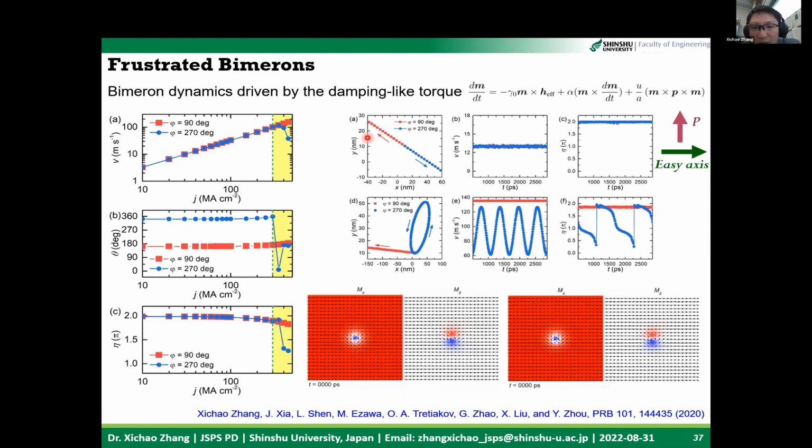And in this work, we also studied the bimeron dynamics induced by the damping-like spin torque. And the bimeron dynamics is much more complex than the skyrmion dynamics because it depends on the orientation of the spin polarization relative to the z-axis.